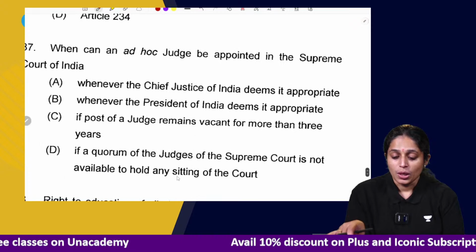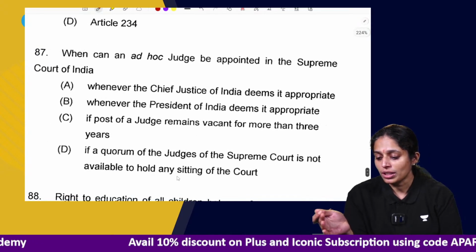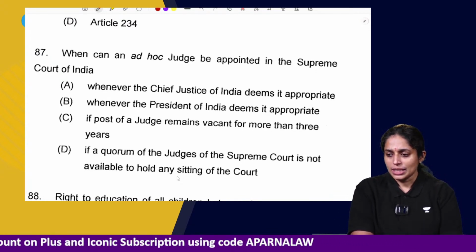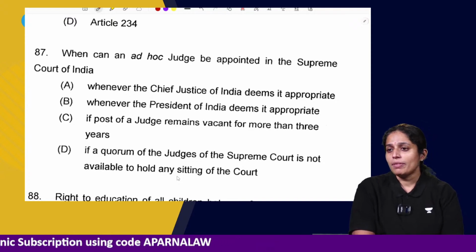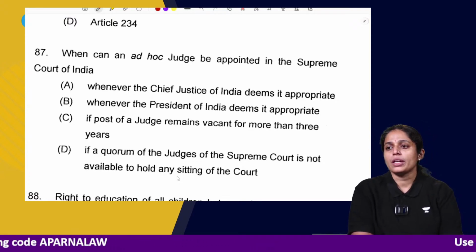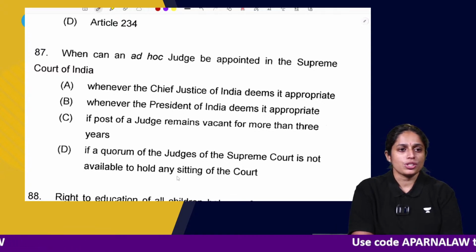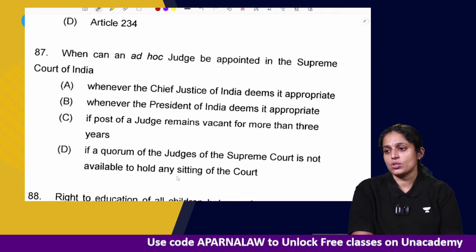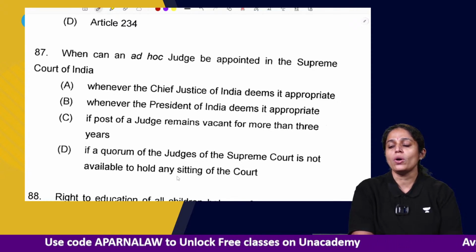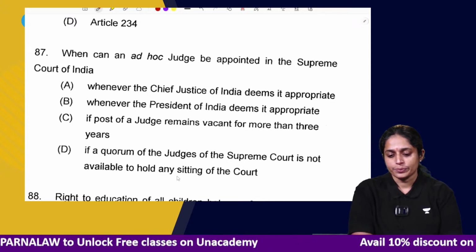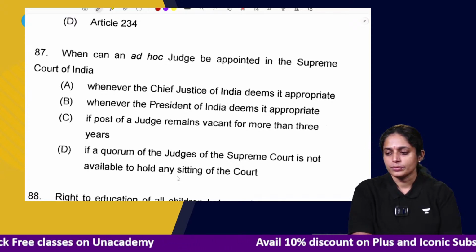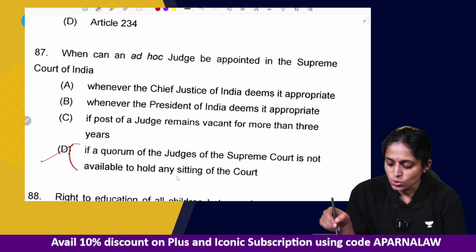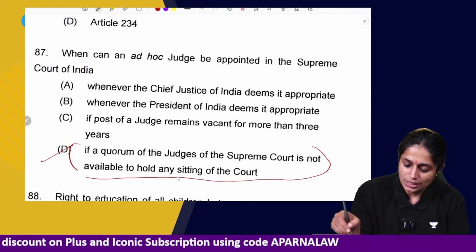Next one, 87th question. When can an ad hoc judge be appointed in the Supreme Court of India? A, whenever the Chief Justice of India deems it appropriate. B, whenever the President of India deems it appropriate. C, if a post of a judge remains vacant for more than 3 years. And D, if a quorum of the judges of the Supreme Court is not available to hold any sitting of the court. It is D.